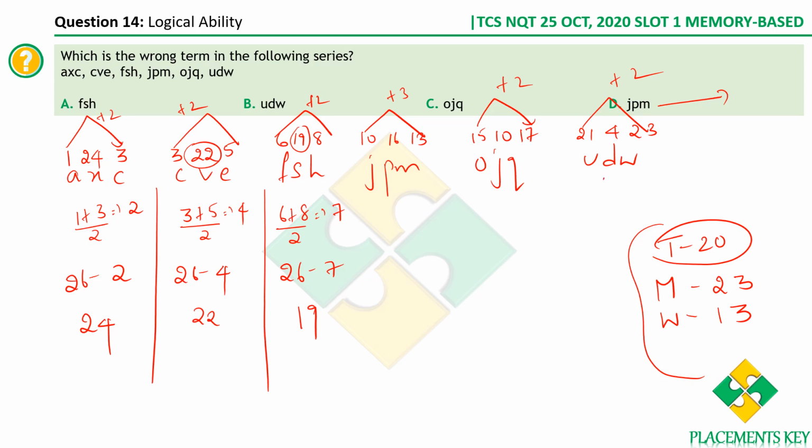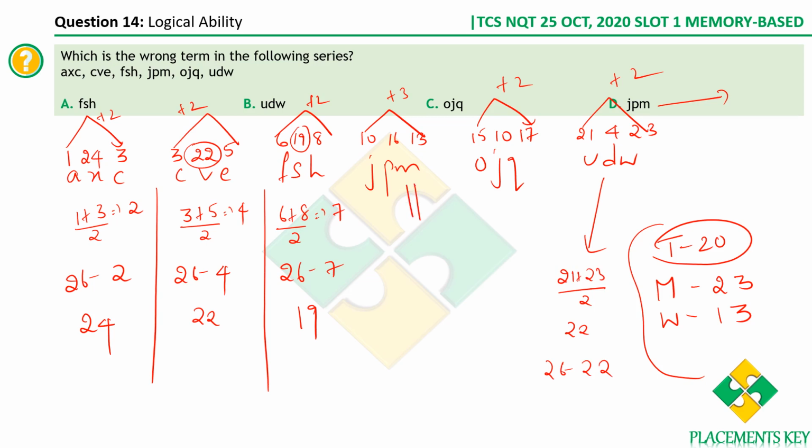Let me show for this as well, not all the terms. I hope you got the logic by now. So what is the average of 21 and 23? It is 21 plus 23 by 2, you get the average as 22. So subtract 26 minus 22, you get 4, which is D.